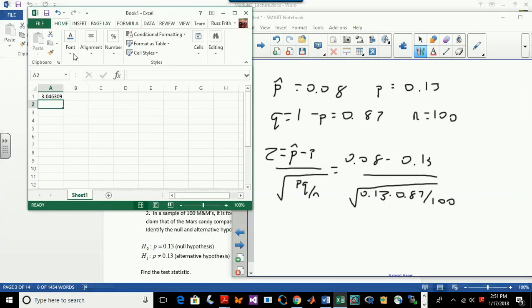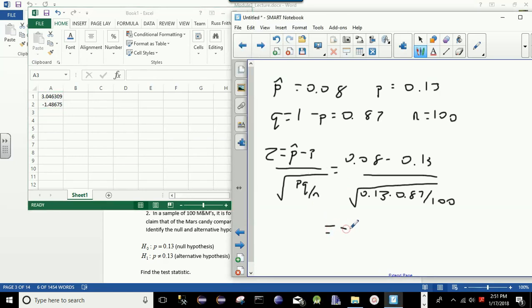All right, and so select the cell, equals, okay, numerator is 0.08 minus 0.13. Denominator is square root of 0.13 times 0.87 divided by 100. Okay, and so our Z statistic is negative 1.48675. Okay, that's your test statistic.